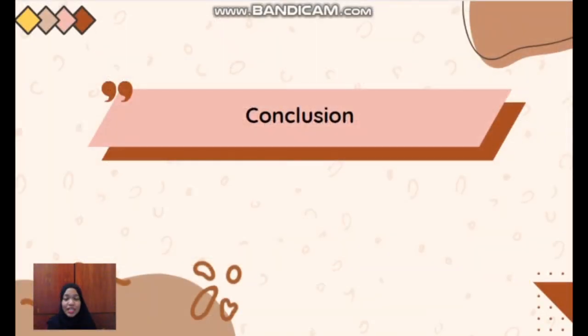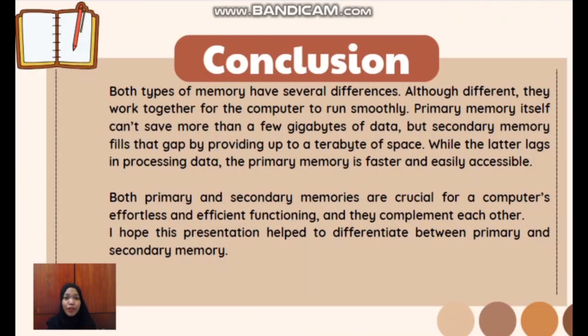With all being said, now we have come to our conclusion. We can conclude that both types of memory have their own differences. Although they may be different, they work together and complement each other in order for the computer to run smoothly and efficiently. Primary memory itself cannot save more than a few gigabytes of data. In order to fill that gap, secondary memory can provide up to a terabyte of space. I hope at the end of this presentation, you will learn the differences between primary memory and secondary memory.